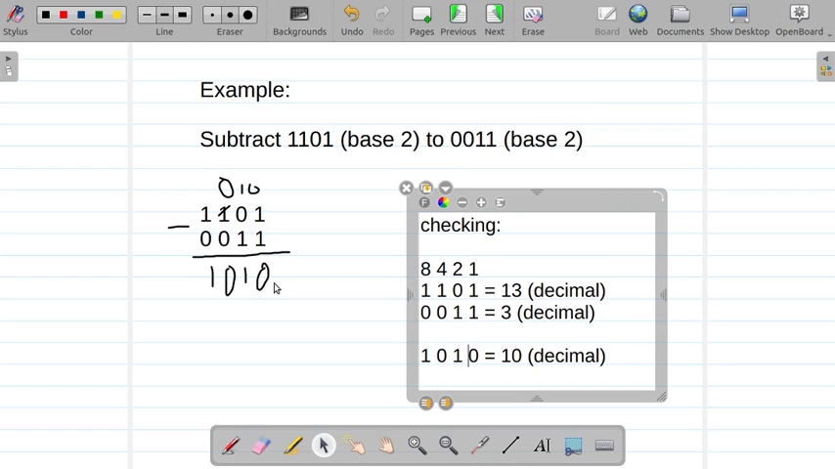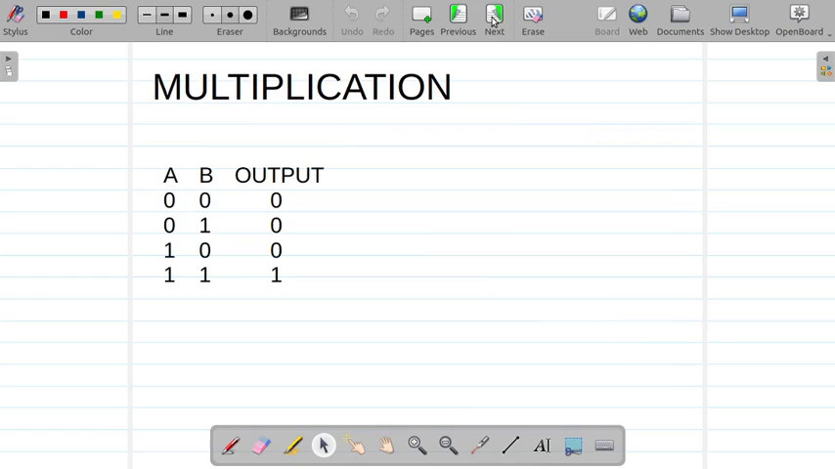So, kani siya, tama atong solution. 1, 0, 1, 0 in binary is just equals to 10. So, 13 minus 3 is 10. So, tama ang atong solution. So, next, multiplication.